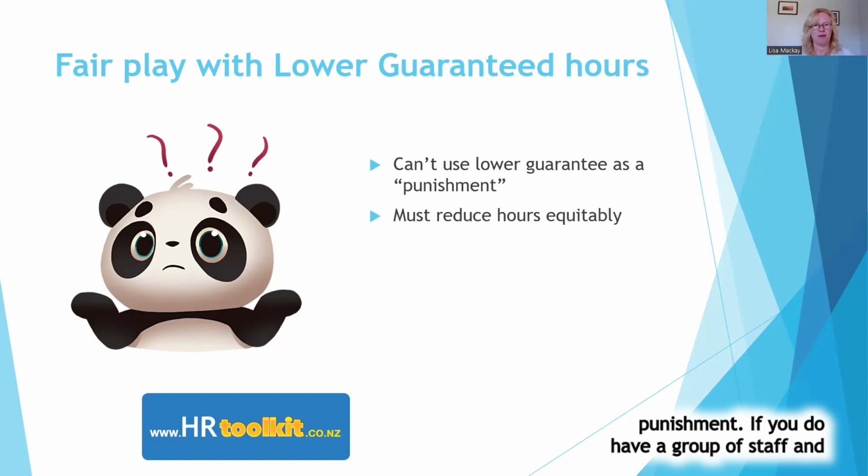If you do have a group of staff, and often we'll see this in trades, whereby your normal hours of work are 40 hours a week, but because of weather, seasonal variations, that sort of thing, you're only, for example, able to provide 30 hours this week, then you must reduce the hours equitably. So you're spreading them, not giving the hours to your favorites.